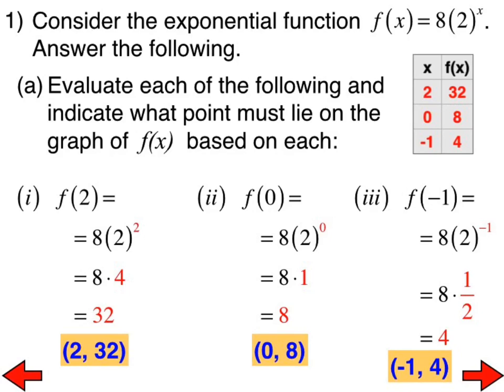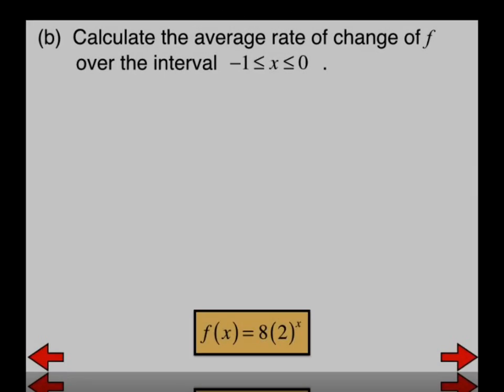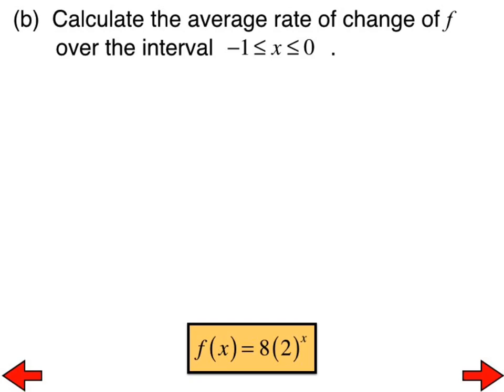All right, so we will utilize that table and those values in a couple of minutes, and we're going to use them on part E. All right, so that's part A. Part B. Calculate the average rate of change of f over the interval negative 1 is less than or equal to x, which is less than or equal to 0.